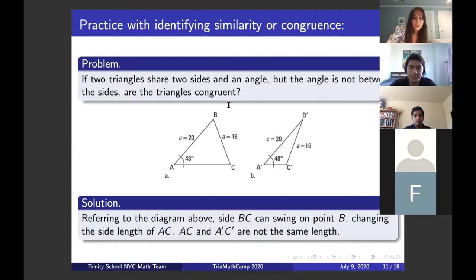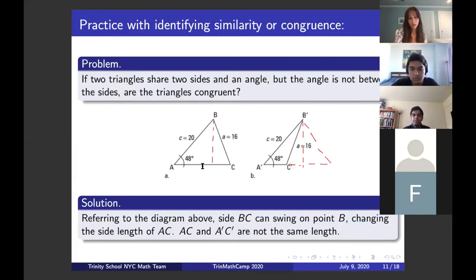If we know this side is 20 and this side is 16, and this angle is 48, for example, and all these numbers are totally made up, they could be any numbers, you can see, as Foyez is drawing, that you can draw another line within the triangles that makes it work. So you don't know for sure that two triangles are congruent if they have two sides next to each other, and then an angle next to that.